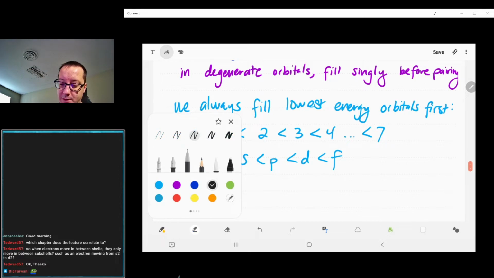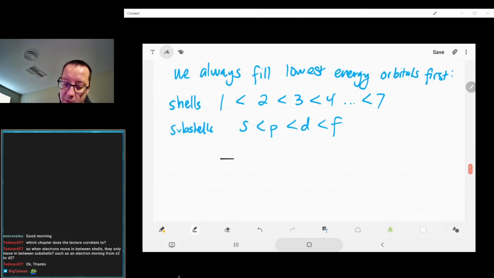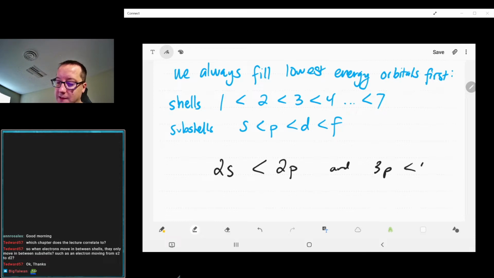Okay, but so if we compare, we can say, okay, yeah, for sure 2s will be lower energy than 2p, and 3p will definitely have less than 4p. Like, not a problem. But if we compare these two and those two, it's not as obvious to us, right?